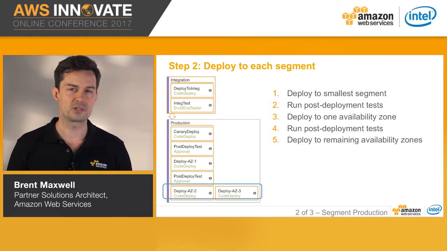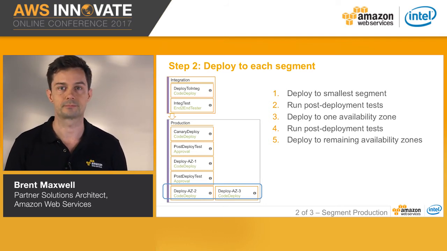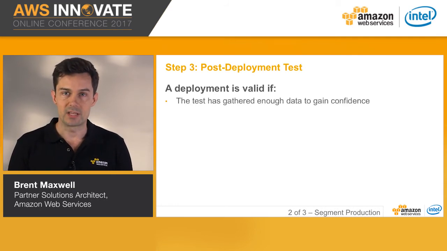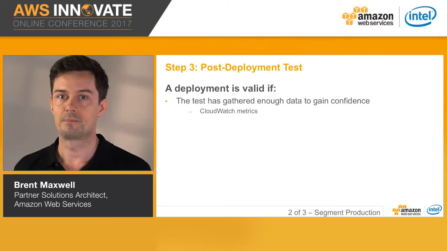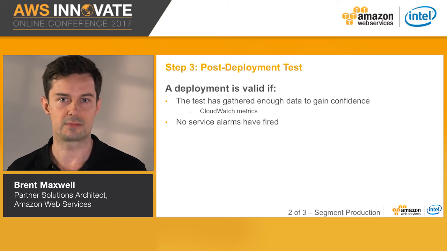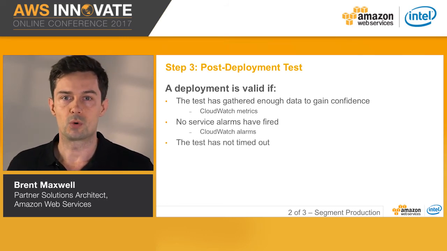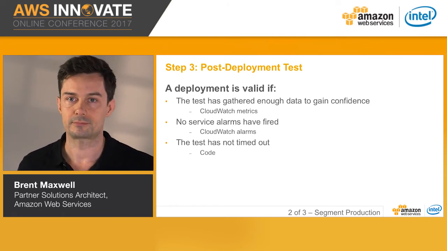Note that we don't run post-deployment tests here, and that's because we're already running our synthetic test to capture anything wrong within the deployment. So how do you gain that confidence? Well, you want to get data. CloudWatch metrics is a good place to aggregate and view data about what's going on. You want to make sure no service alarms are fired, and we're using CloudWatch alarms for that. You want to make sure that the test hasn't timed out due to some strange code glitch.